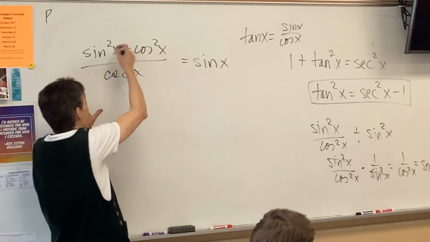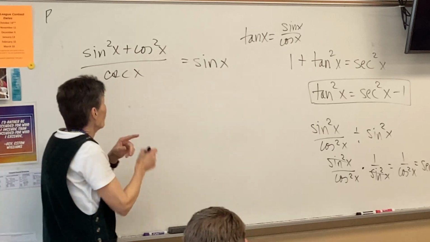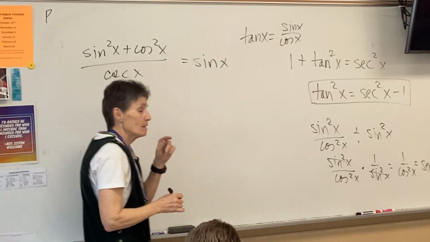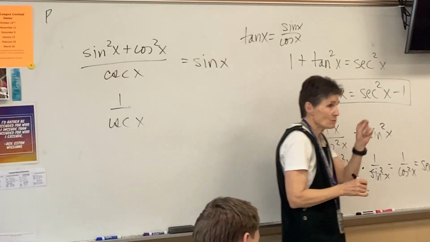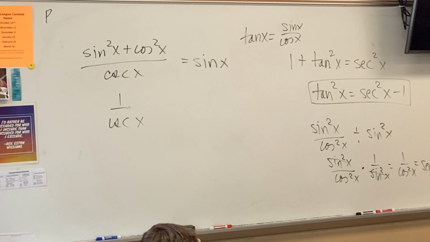Do you notice anything at all about that? One on the top. Now, wait a minute, guys. 1 over always means reciprocal. Think about it. What's the reciprocal of 3? 1 over 3. What's the reciprocal of 8? 1 over 8. So what I have here is a reciprocal of cosecant.